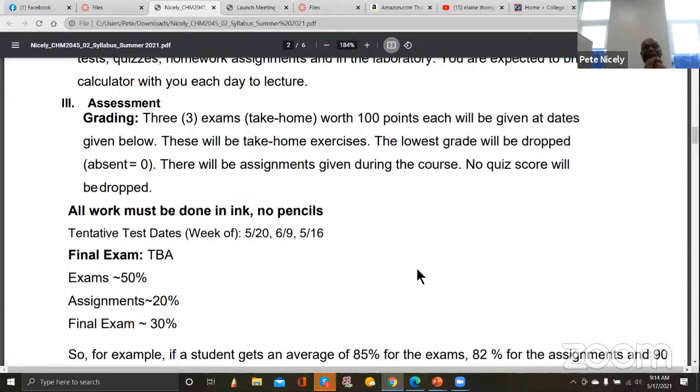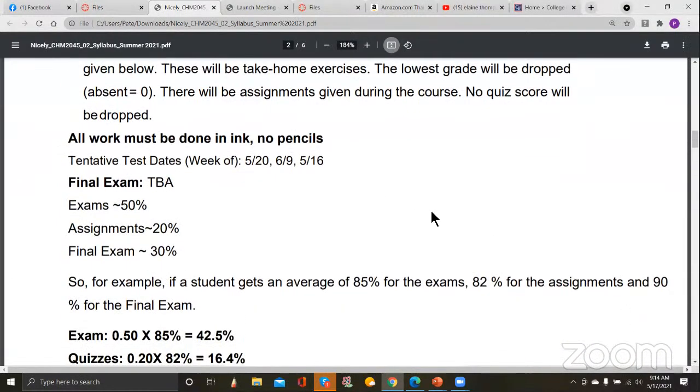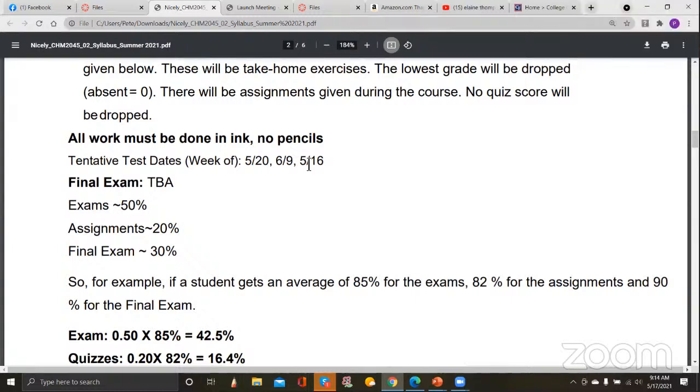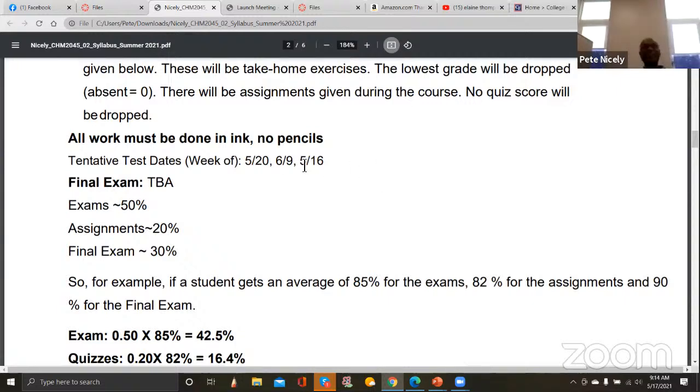Okay, so the next thing we're going to talk about is the test dates, and these are the dates that are given here. And the final exam date, we'll announce it shortly. If I may. Yes, sir. It looks like you have 5/16 for the last test date. Oh, yeah, I think that should be 6/16, if I'm not mistaken. Yeah, thank you for pointing that out. That's another correction.